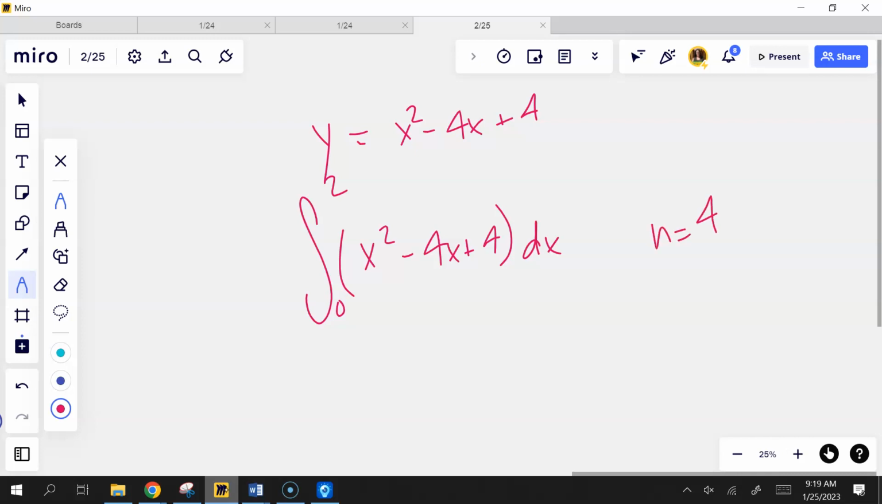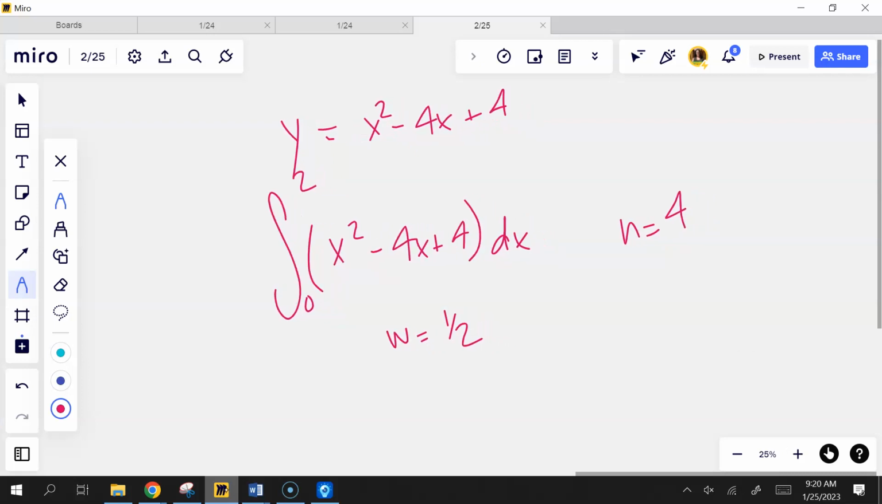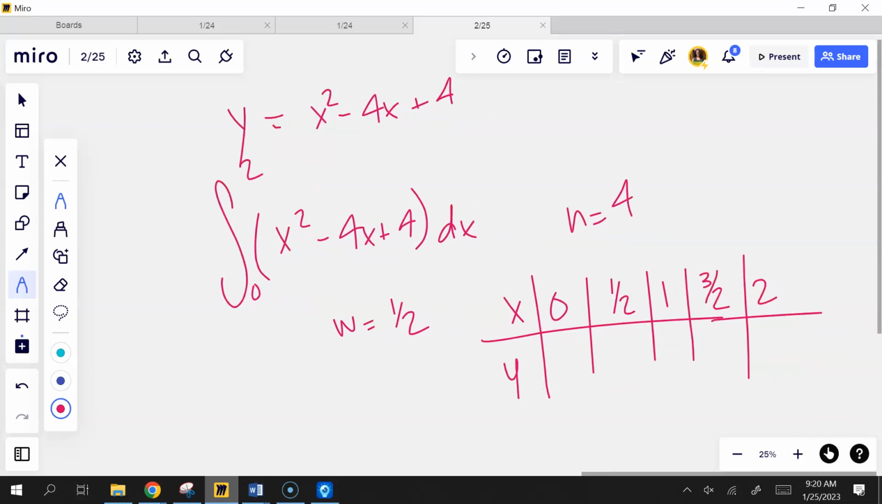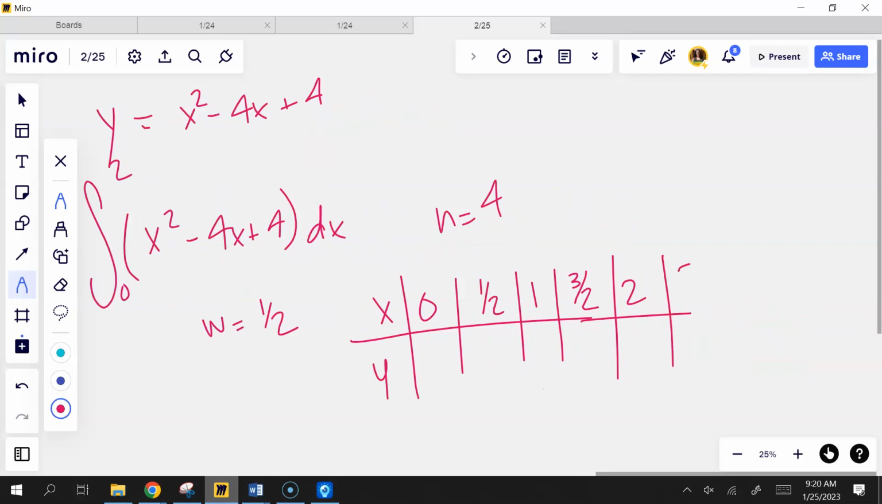So if n is 4 and I'm going from 0 to 2, that means my width each time is going to be what? 0.5 or a half. You're exactly right. So the width of each trapezoid is 1/2. I start at 0, and then I'm going up by a half: a half, 1, 3/2 or 1.5, 2.